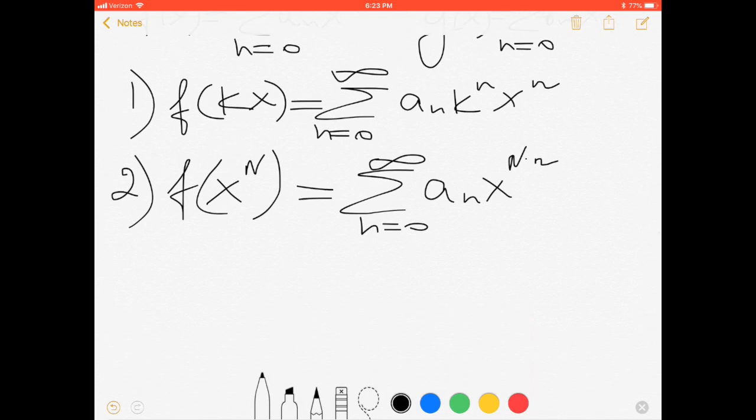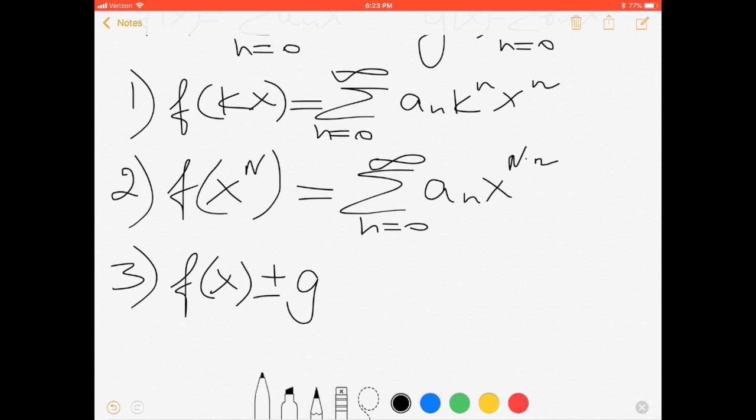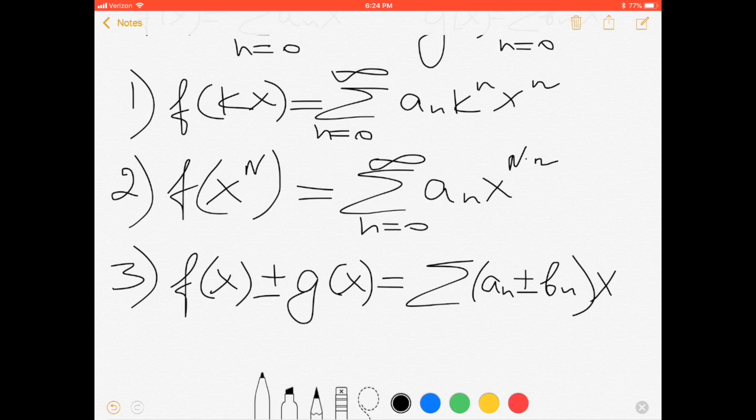And third, if I add or subtract these two functions, it will be a_n plus or minus b_n times x to the power n, from 0 to infinity. Okay, doing some examples.